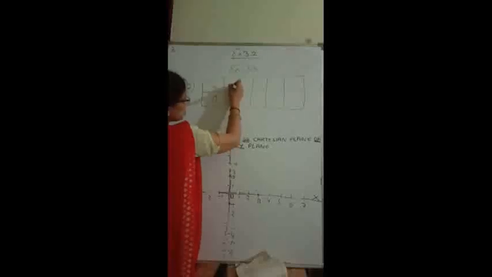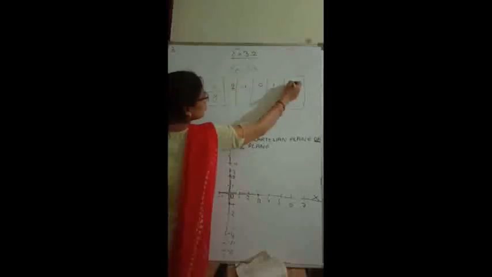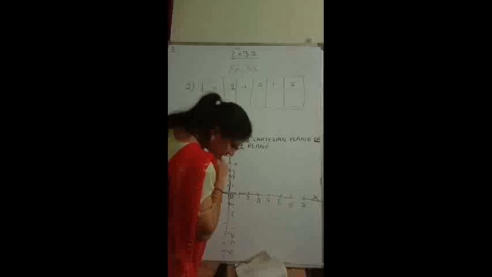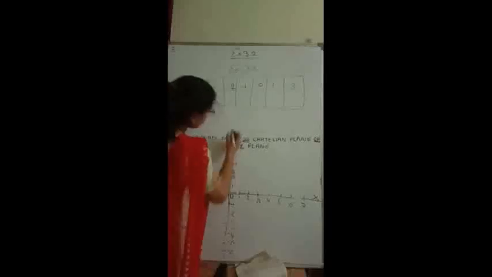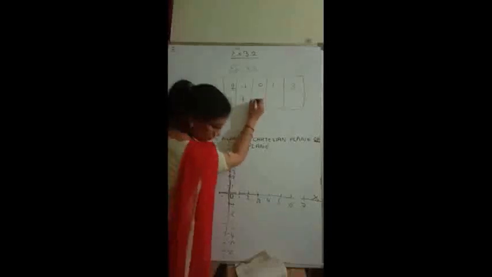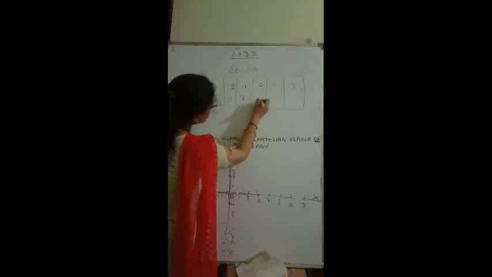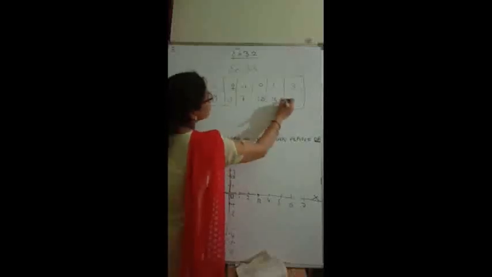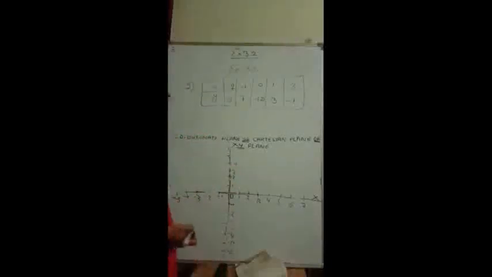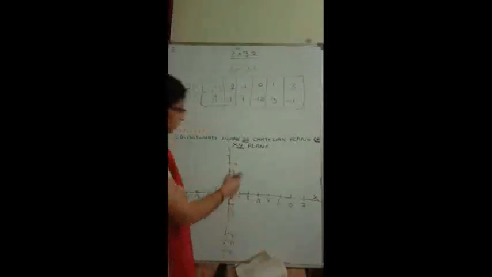Minus 2, minus 1, 0, 1, 2. Minus 2, minus 1, 0, 1, 2. Okay. This is 3. And 8, 7. Minus 1.25. 3 and minus 1. This you have to note down simply.